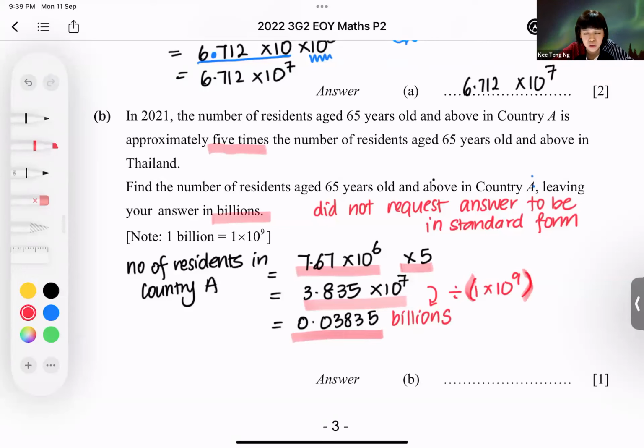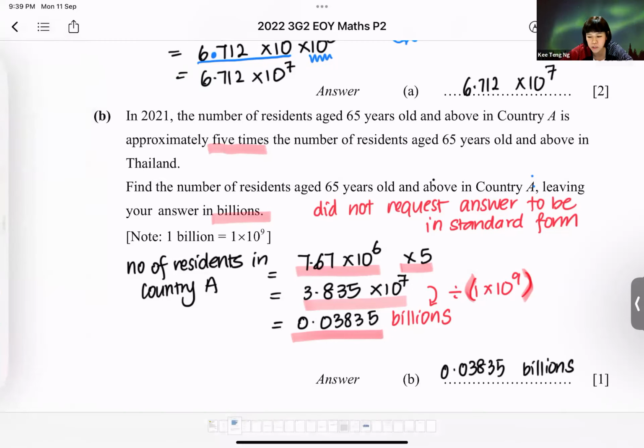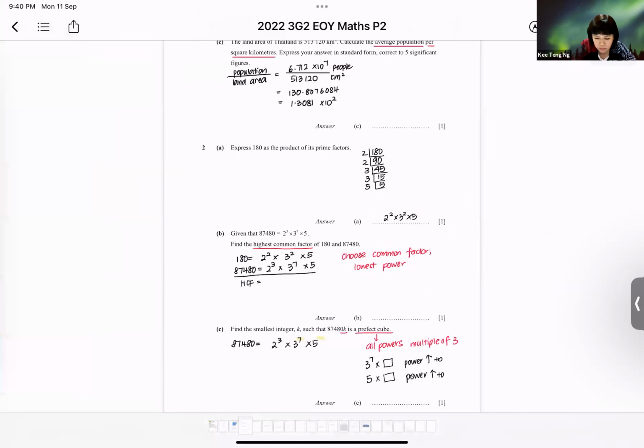They did not request us to change this to standard form, so we shall leave this as the number of billions. So answer will be just 0.03835 billions. You notice that I did not round it off to 3 sig fig as well, because it's an exact value. If I were to multiply in billions, it's all a whole number, right? It's not a decimal place. So I'm not going to round it off to 3 sig fig at all. Okay, have you gotten the answer? Right, next question. Next part.